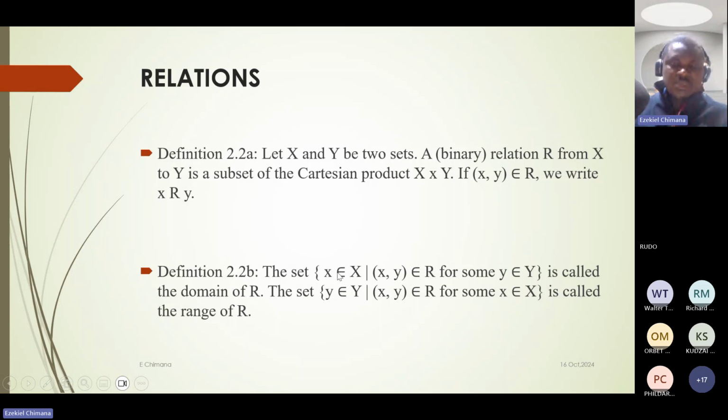The set of x in X such that (x, y) is an element of R for some y in Y is called the domain of R. The set of y in Y such that (x, y) is an element of R for some x in X is called the range of R. Why? Because y will be our range, where x will be our domain. We put in x and we get y.